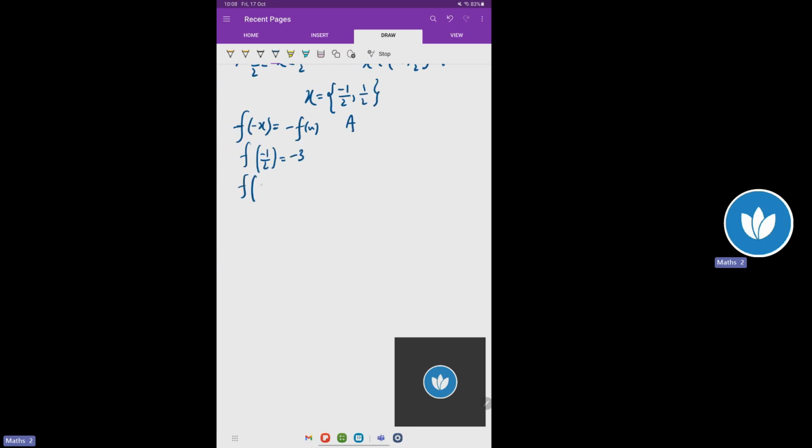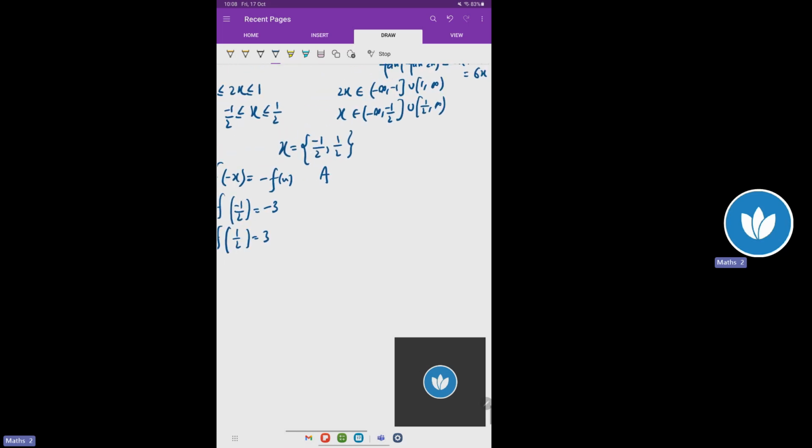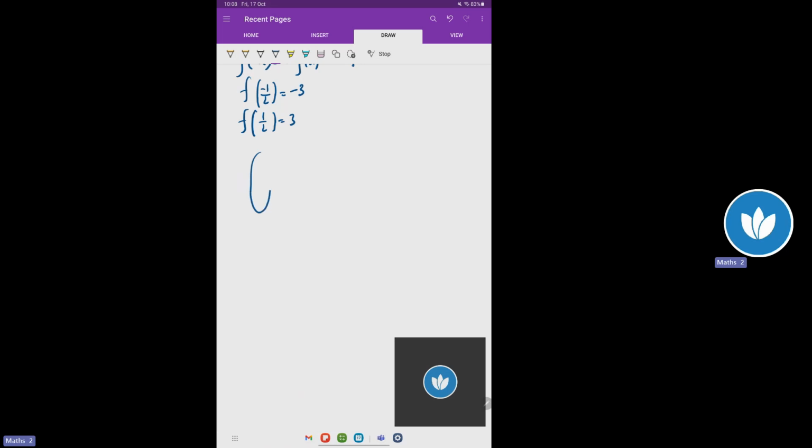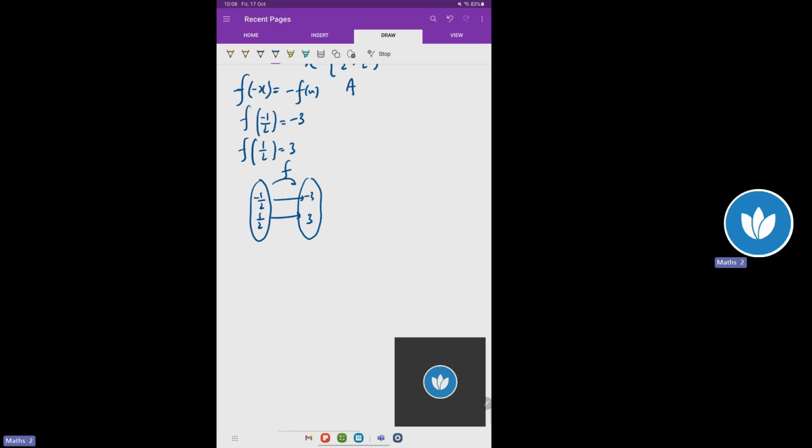So what is f of half? This is 3 actually. So f of minus half is -3, and f of half is 3. If we try to plot the mapping of this function, -half and half map to -3 and 3. This is actually a one-one function. So your option B is also correct. The range of f(x) containing only 2 elements is true.